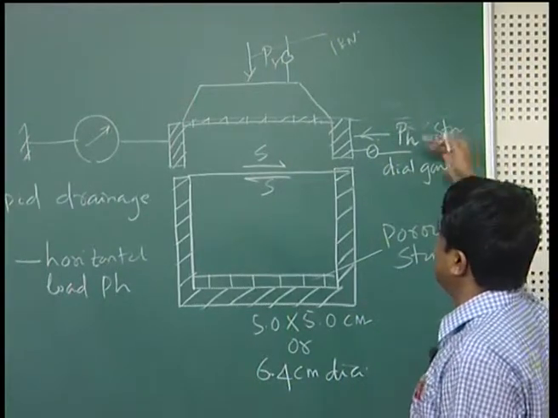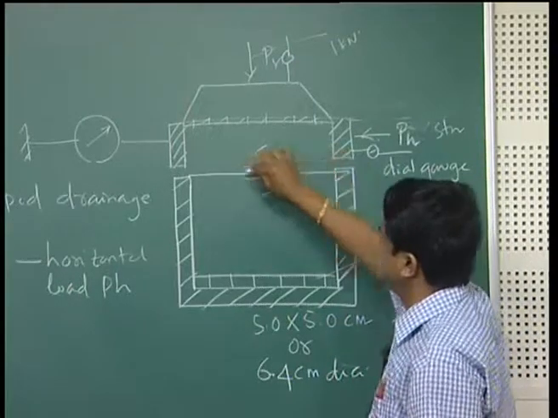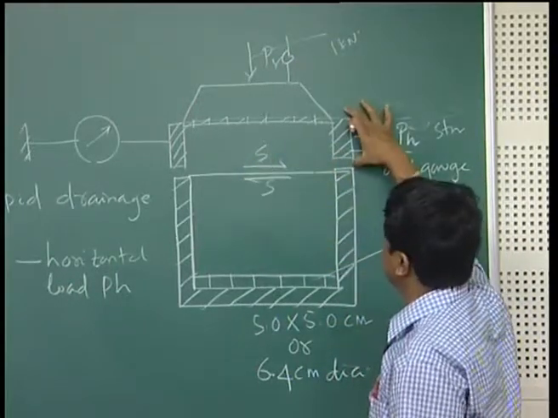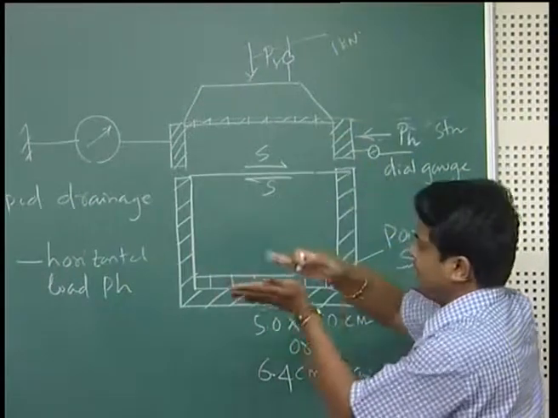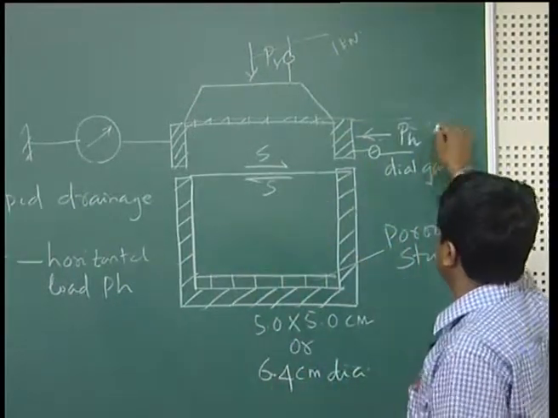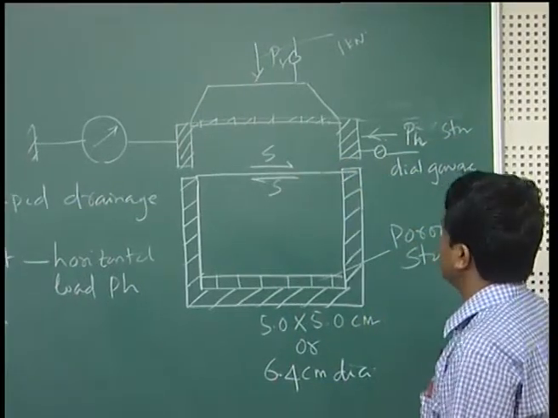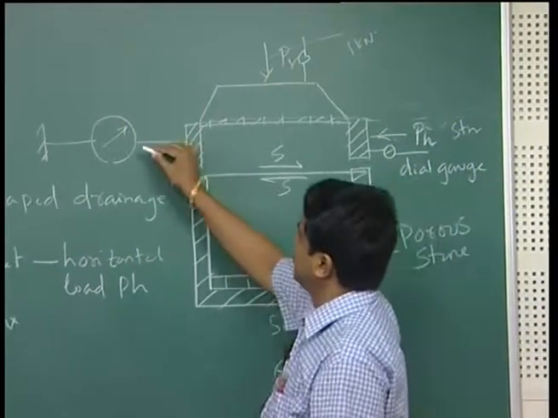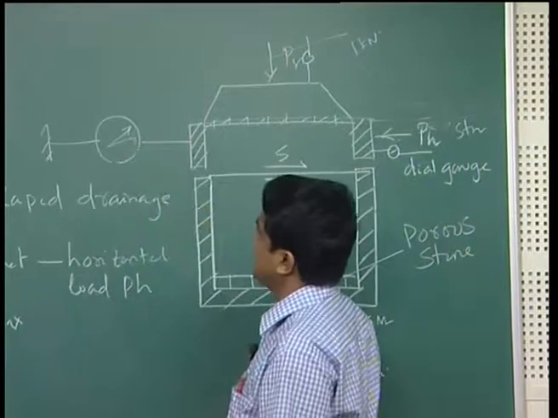The moment you apply the lateral load, soil will shear here, because this part is moving and this part is constant. As this part moves, the soil itself will shear. Once it moves, the resistance offered by the soil by means of this shear will be recorded. So this proving ring will give how much lateral load is coming.